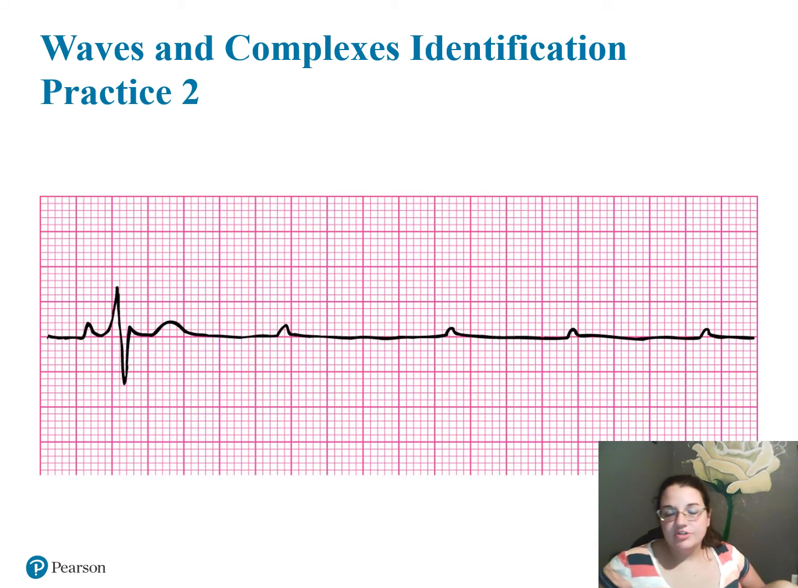Alright, second strip, this one's easier. Notice the spike, here's a spike, and there's a spike. That indicates my QRS. What comes before Q? P, that is this first wave, and what comes after S? T.